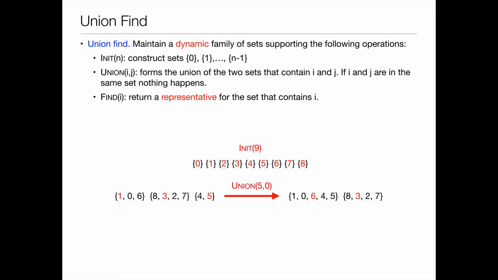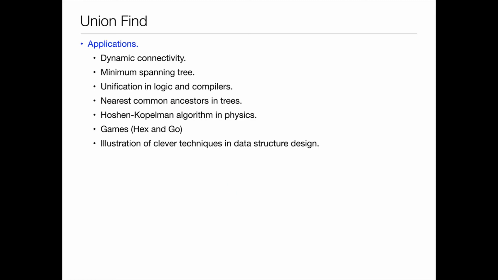In our example here, we've marked the representative with red, so the representative of this set here is 1, the representative of this set is 3, and the representative of this set is 5. So for instance, if I do find 7, then I should return 3. The union find problem is a very basic problem that appears in a number of interesting applications, and we'll see some of these applications later on in the course and in future courses.